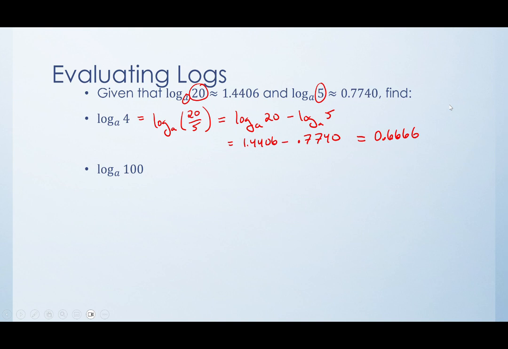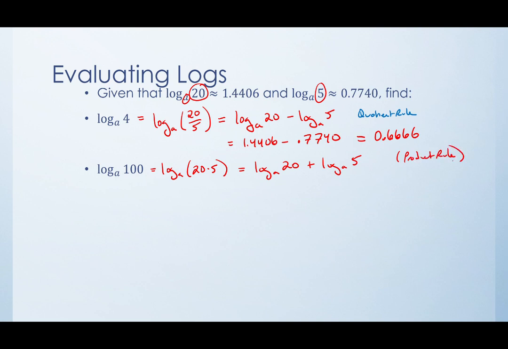What about log base A of 100? We're going to say, well, how can I form 100 from a product or a power or a quotient of some combination of 20 and 5? Oh, well, 20 times 5, that's 100. So log base A of 20 times 5, I can use the product rule on this one. Earlier that was the quotient rule, so we're going to make a note of that. Quotient rule. Now we're using the product rule. So this will be log base A of 20 plus log base A of 5.